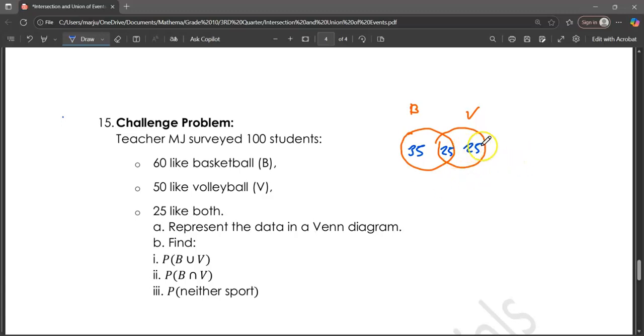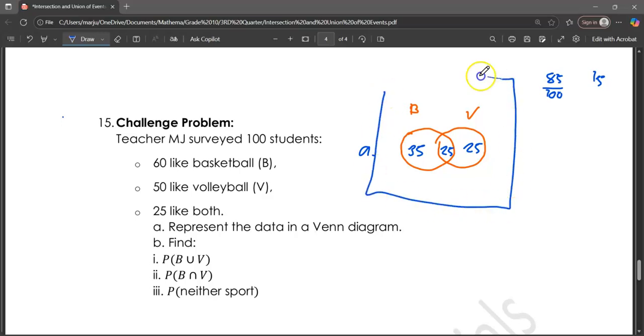So ilan ba ito lahat? This is just 25 plus 25, 50 plus 35, that's 85. So this is just 85 out of 100. So meaning to say, yung iba, meron tayong 15 na don't like both volleyball or basketball. So ito na yung ating Venn diagram. We're done with that. It's letter A. By the way, meron pa tayo dito ang universal. There are 15 students outside our Venn diagram kasi yung ating total students is actually 100.